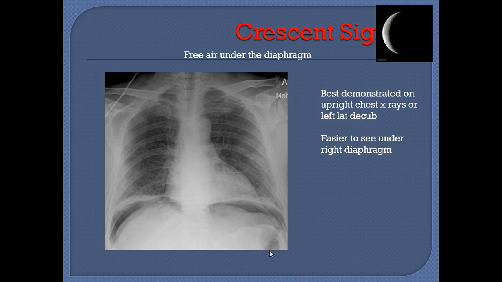Crescent I have already told you. Every one of you has seen the crescent. Now we are about to see the crescent of Ramadan, Alhamdulillah. It is best demonstrated on the upright chest X-rays or left lateral decubitus, and easier to see under the right hemidiaphragm, because under the left hemidiaphragm there is a stomach bubble also seen. So some people mistake it.